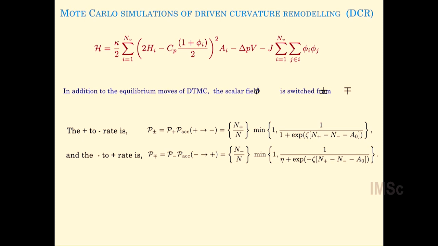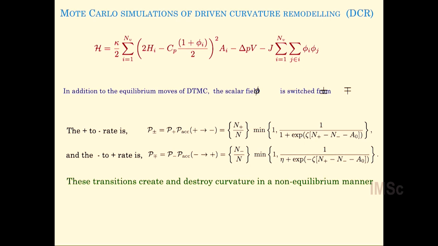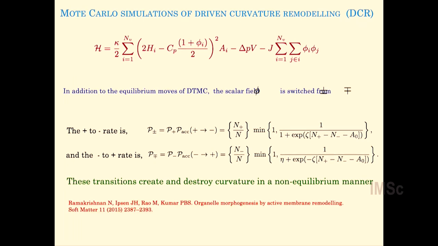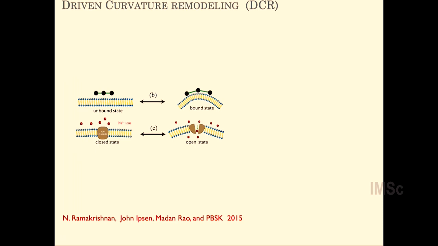You can show that the whole cycle can go to a steady state, but I will not go into the details here. These transitions actually create and destroy curvature, in a non-equilibrium fashion. This was published some time back. So now let's look at this case.